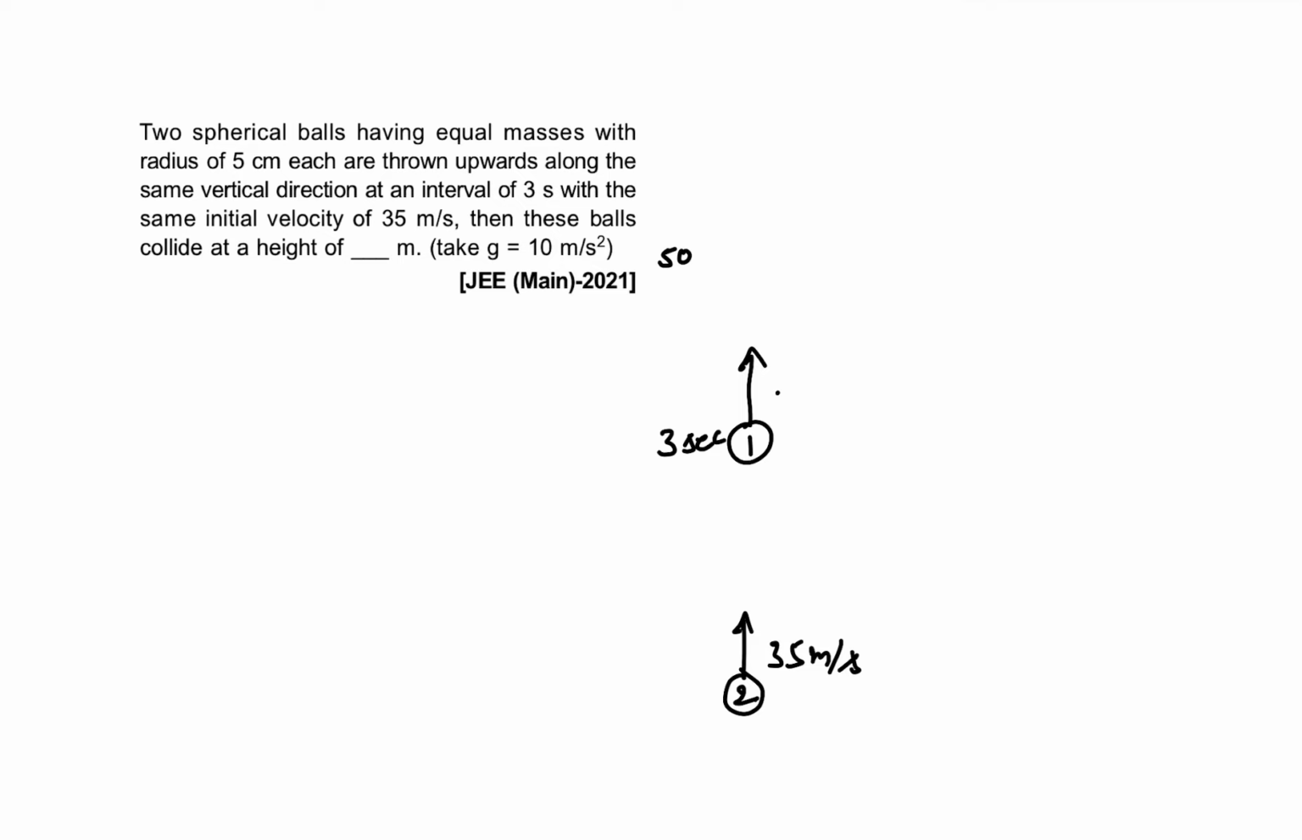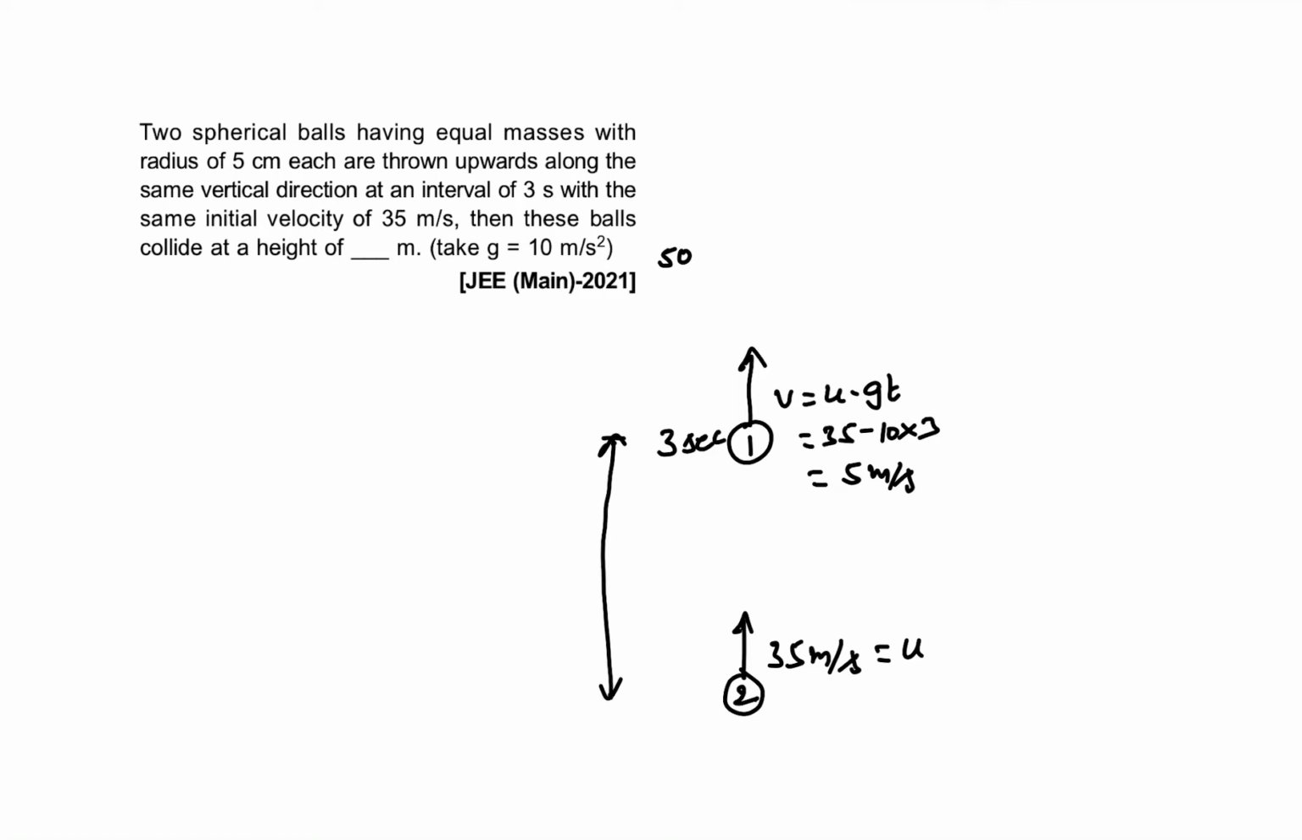Now 3 seconds are there. How much value is there here? It is moving with what velocity? V is equal to u minus gt. U value is 35. So we can say 35 minus 10 into 3. We can see 5 meter per second is its velocity.